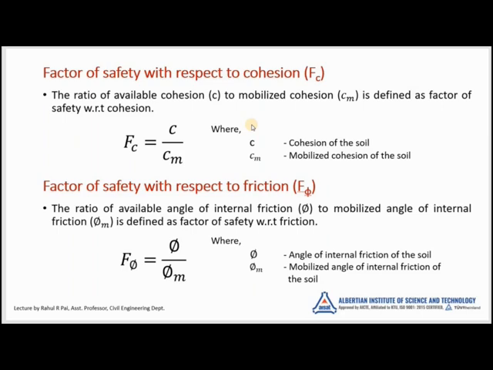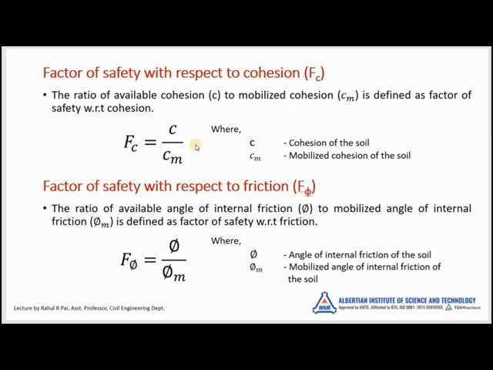Similarly, factor of safety with respect to friction, F phi, is equal to the angle of internal friction of that particular soil divided by the mobilized angle of internal friction. So these two ways also you can find the factor of safety if you have only the cohesion or if you have only the phi.